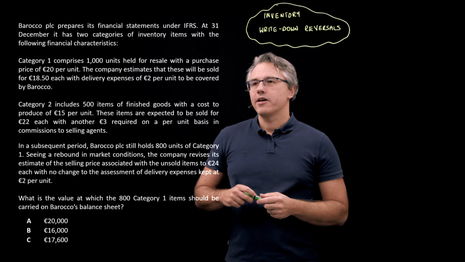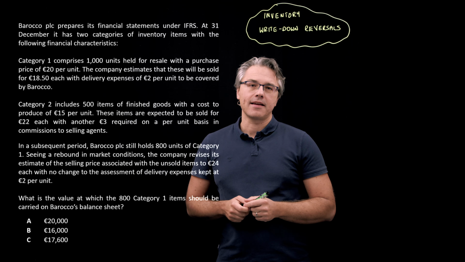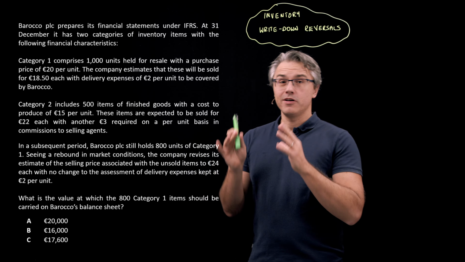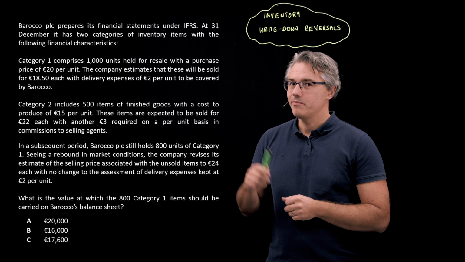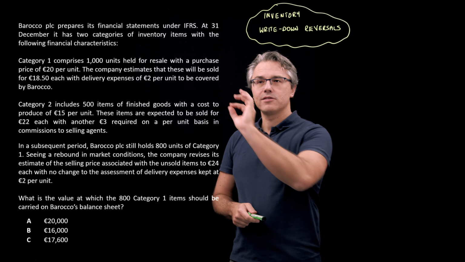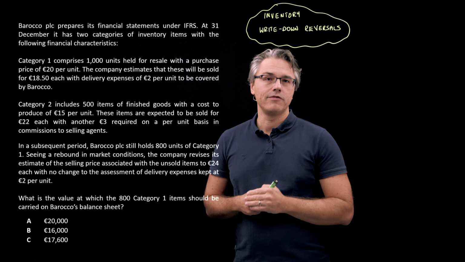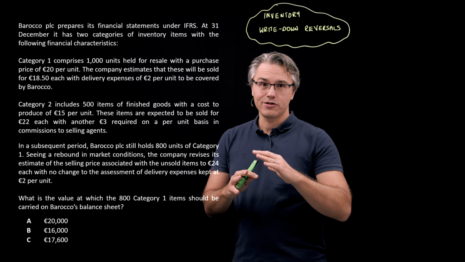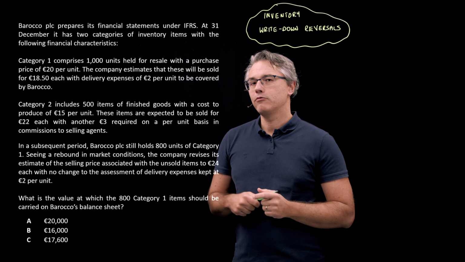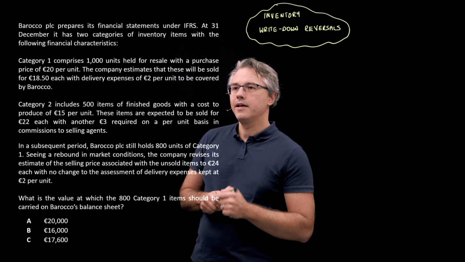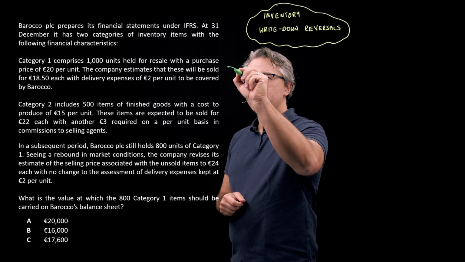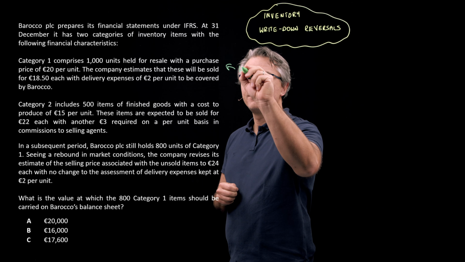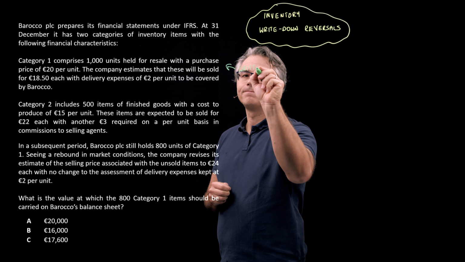So this is the question we're going to have a go at. The beginning is exactly the same as before. We've got a company reporting under IFRS. I'm not even going to read the whole of this scenario because I read it in the previous video. It's got two items of inventory, category 1 and category 2. But actually in this question, we're only going to focus on category 1. The category 1 items over here in the previous video were written down to something called NRV.